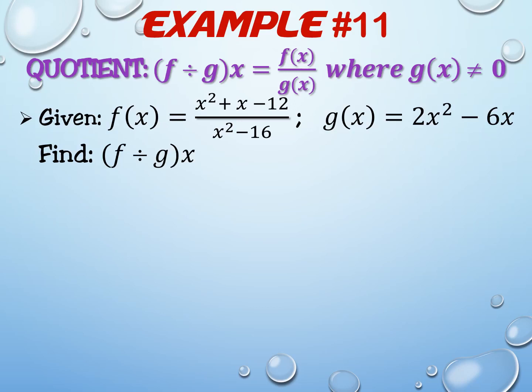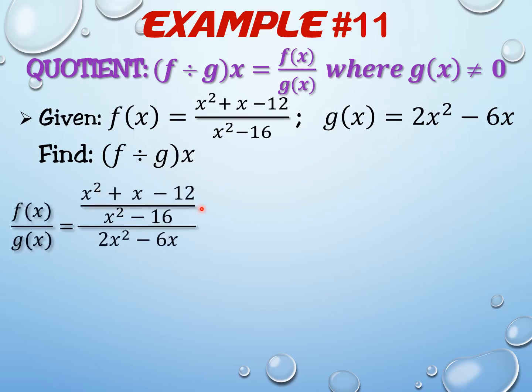Okay, let's have another example. You have given f of x is equal to x squared plus x minus 12 divided by x squared minus 16, and then g of x is 2x squared minus 6x. And then you are asked to find f divided by g of x. So we simply substitute the value of f of x divided by the value of g of x. So the resulting function here is a complex fraction. Okay, so the first thing that we're going to do is to get the reciprocal of the denominator, and then we will proceed to multiplication.